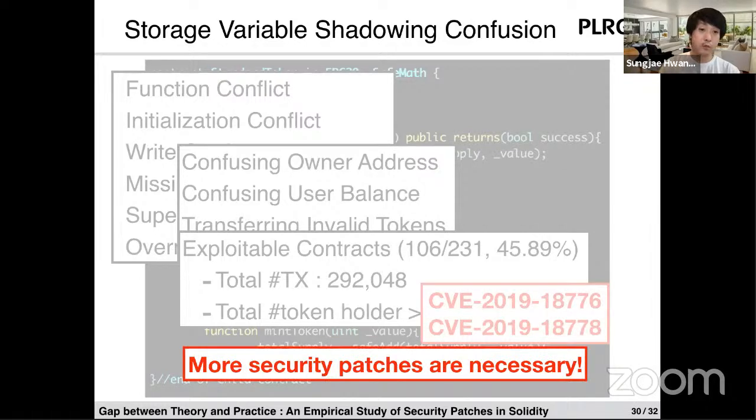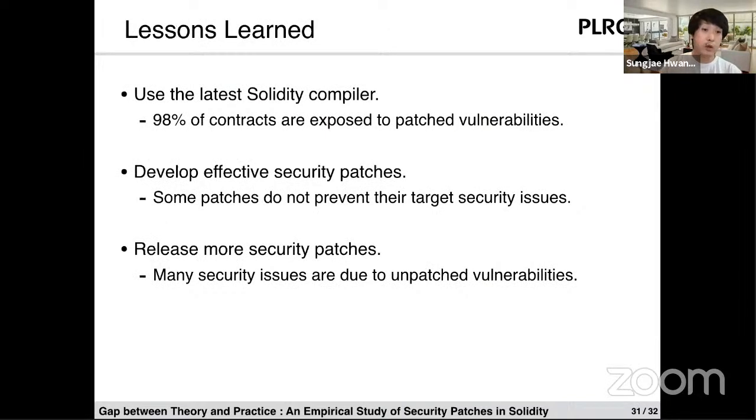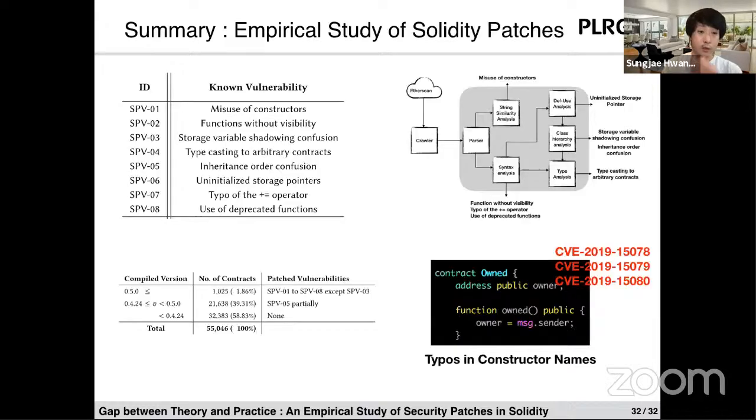Because developers make lots of mistakes due to the variable shadowing confusion vulnerability, we believe that a patch for this vulnerability is necessary. So in summary, we observed that many developers do not adopt the Solidity patches properly. Our study shows that it is important to use the latest version of the Solidity compiler. And we need more effective security patches than the current Solidity patches because some of them cannot prevent their targeted vulnerabilities. And also more security patches are necessary. Thanks for listening, and I'm more than happy to take questions.